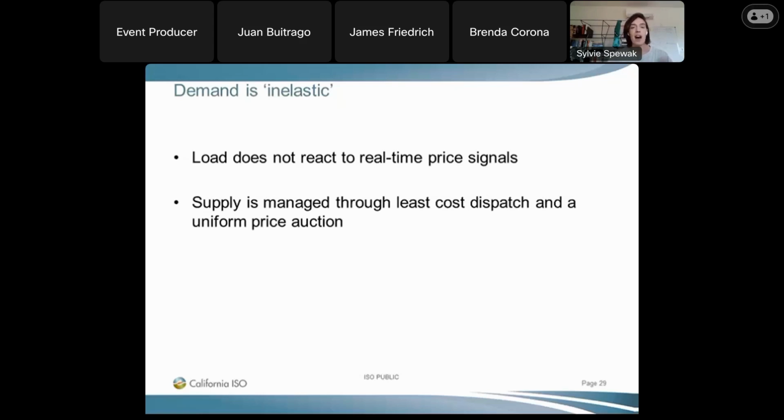And when you think about other markets, not electricity markets, where demand is inelastic for something, insulin is the classic example, you might think really high prices, lack of competition, and a lot of risk. Electricity markets figured out a way to manage this a long time ago through least cost dispatch and uniform price auction on the supply side. Go to the next slide.